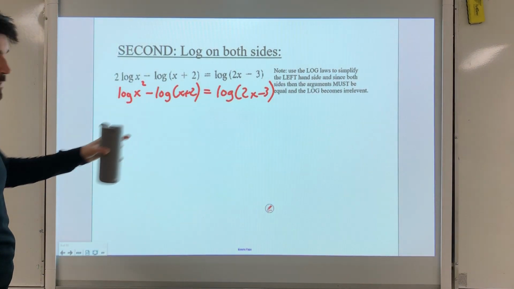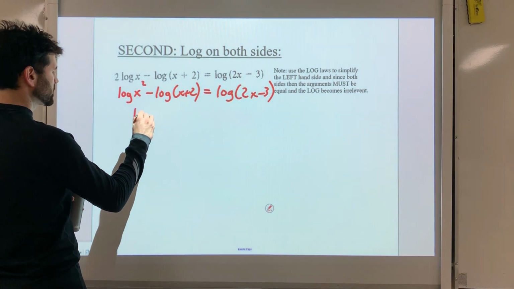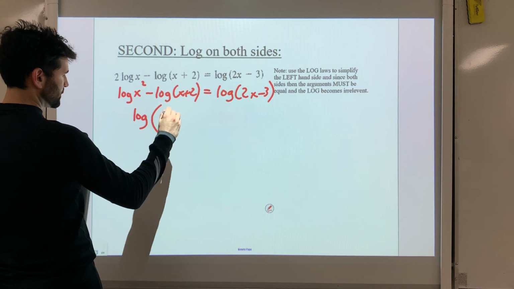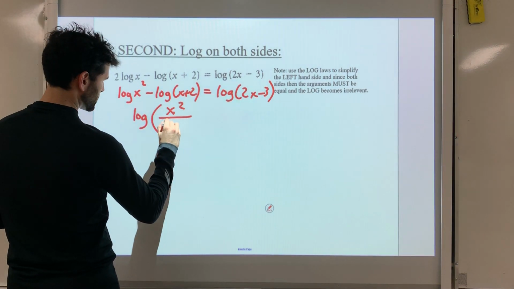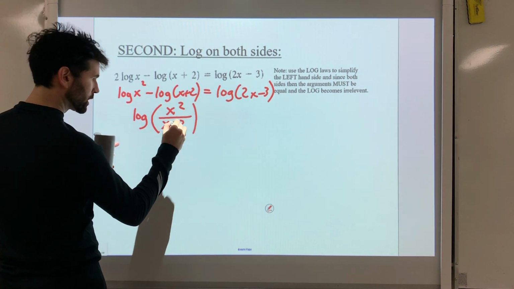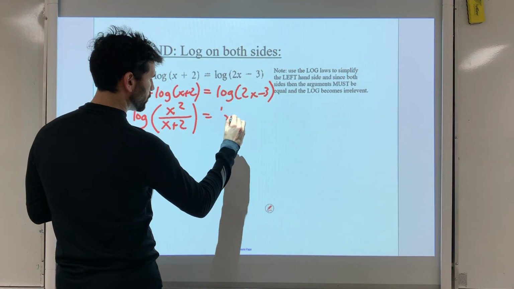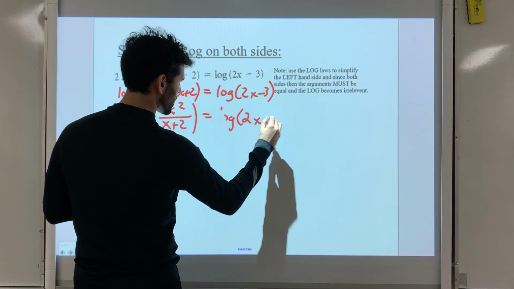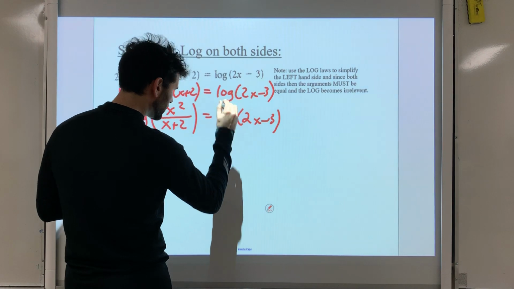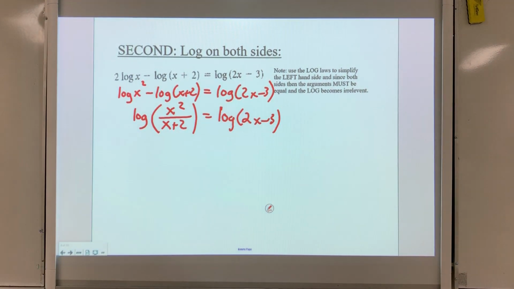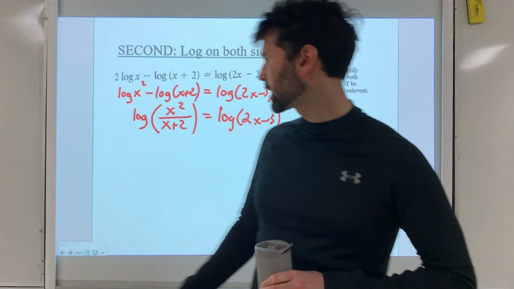Well, I can use quotient law over here because I got a subtraction sign. Okay, so that means take the first argument divided by the second argument there. So now we got 1 log over here, and we got 1 log over here. Not sure why my pen didn't pick up there. There. What now? Well, let's think here for a second.